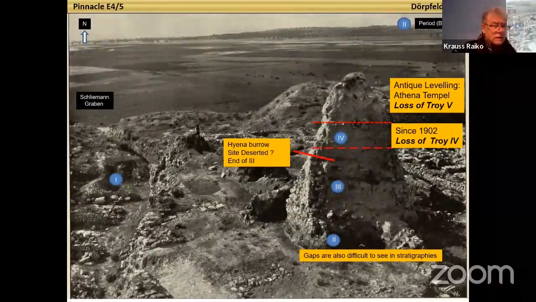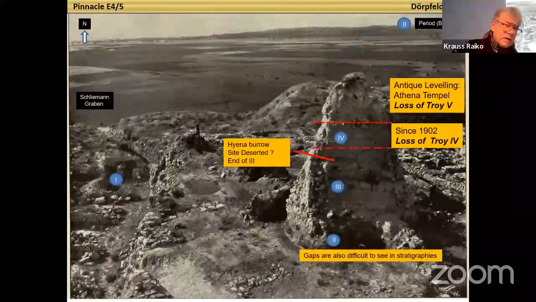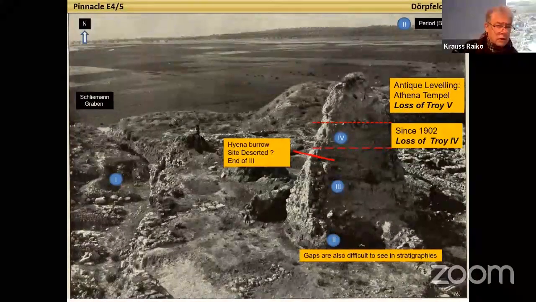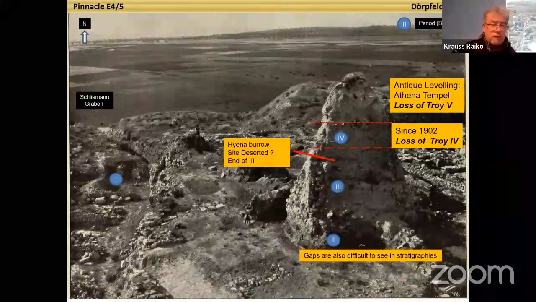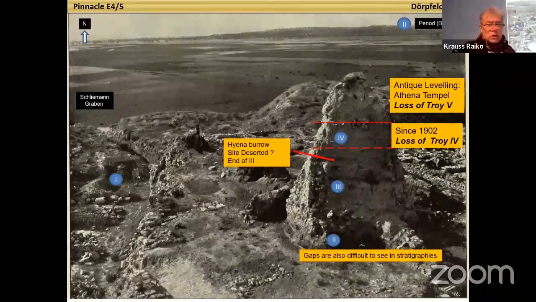The interesting thing is that if it's an antique burrow, antique den, then the site must have been deserted because you don't have hyenas walking around in the main square. Hyenas are very scary animals, they'd run away. So if it is a hyena burrow, then we've had a site desertion, which would speak for a gap. We don't know, we can't prove this.